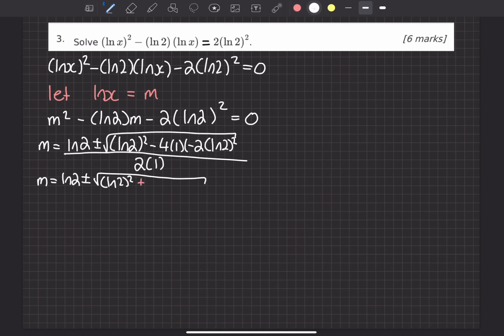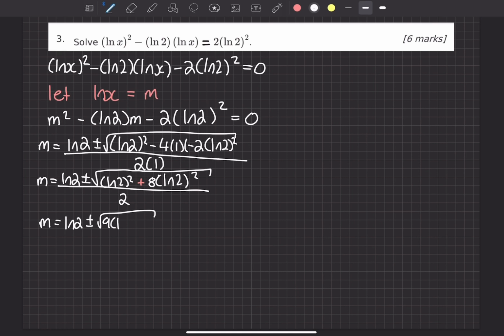So plus 4 times 2 is 8, obviously, so 8, and ln of 2 squared, over 2, right? And now since these are like the same, right? So ln of 2 squared, ln of 2 squared, 1 of them plus 8 of them is 9 of them, right? It's pretty simple. So we just add them together. We have ln of 2 plus or minus square root of 9 ln of 2 squared over 2.